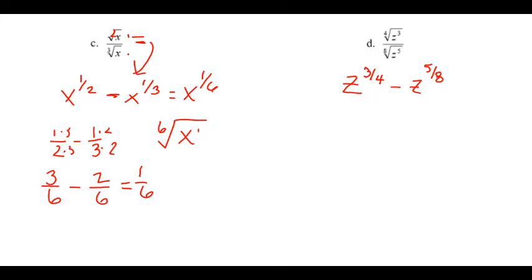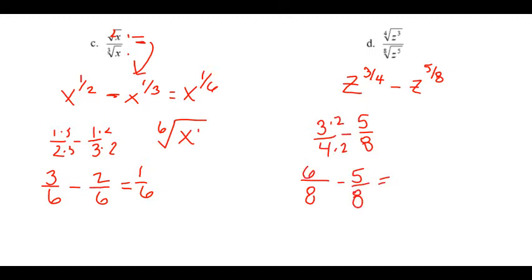And what we're going to get is going to be 3/4 minus 5/8. My common denominator will be 8. So I'll multiply by 2, multiply by 2. So we get 6/8 minus 5/8.